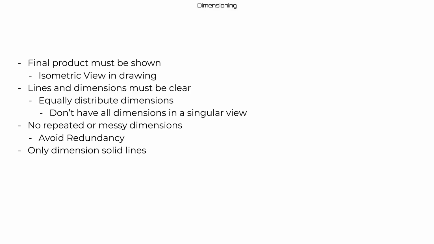So again, no repeated or messy dimensions. This can avoid redundancy, so that when people see your drawing, they're not going to be confused. And only dimension solid lines. If you're dimensioning hidden lines, that's also kind of messy. If you're going to be dimensioning hidden lines, just use the section view. In general, just don't use dimensioning for hidden lines.